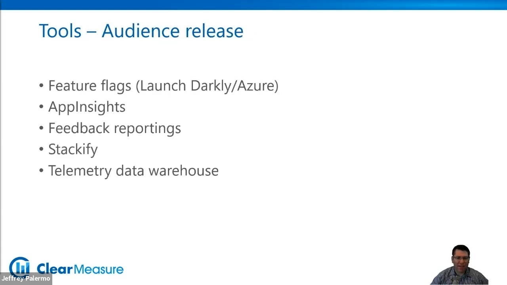All right, and then at the strategic level, or the production release, releasing to our audience, feature flags are great because, for example, if we just want to release it to our day shift at the shipping dock, then we can use feature flags for that. App Insights, feedback reporting, Stackify, to a telemetry data warehouse where we don't just have logs in our telemetry, but we have events and we have metrics, and we can actually use Power BI and Excel and Tableau because we have all the data that a data warehouse needs, okay? So this is our process.